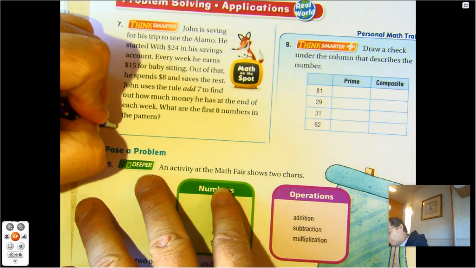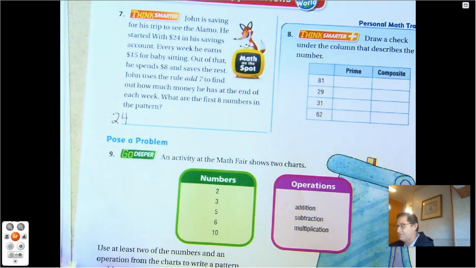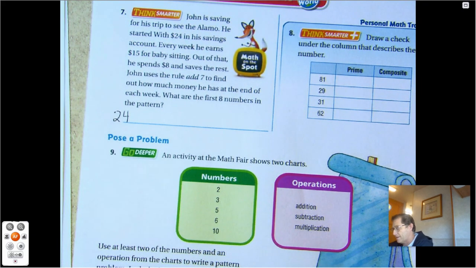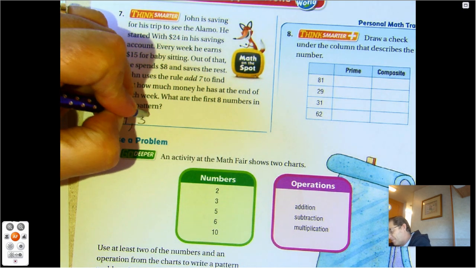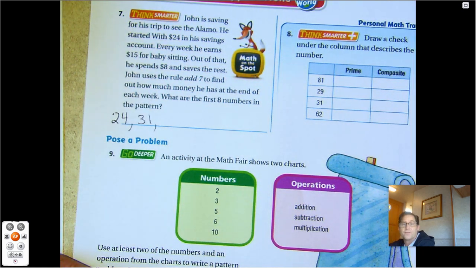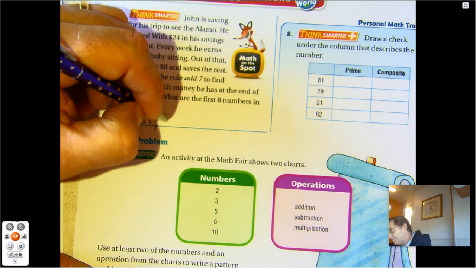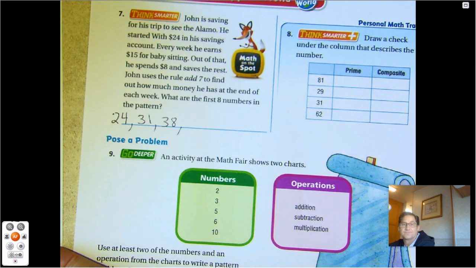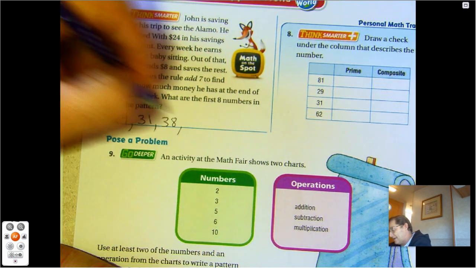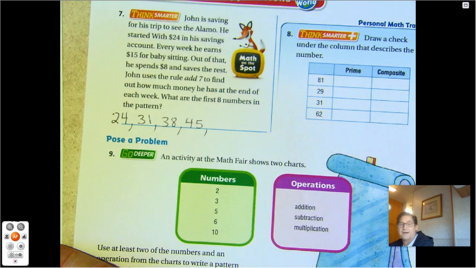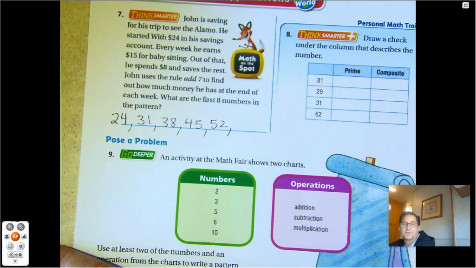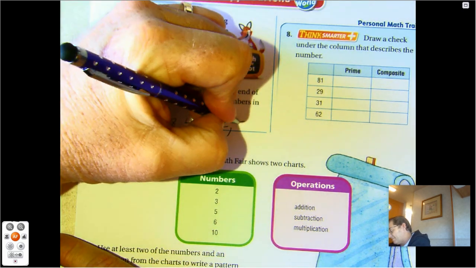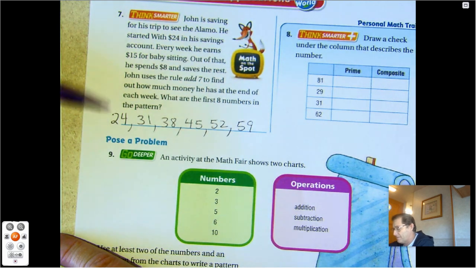Okay, well, he has 24 as his first term. 24 plus 7, 31. 31 plus 7, 38. 38 plus 7, 45. 45 plus 7, 52. 52 plus 7, 59. How many numbers do we have here?